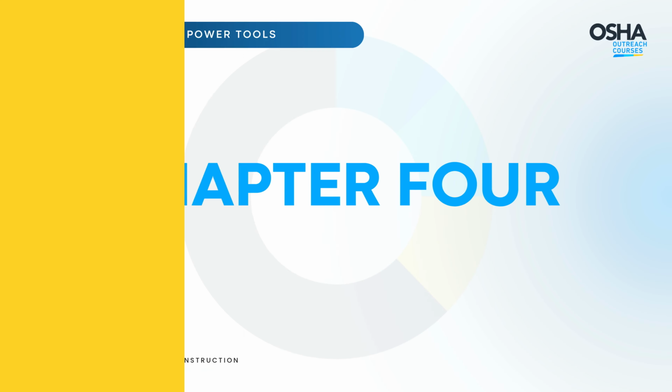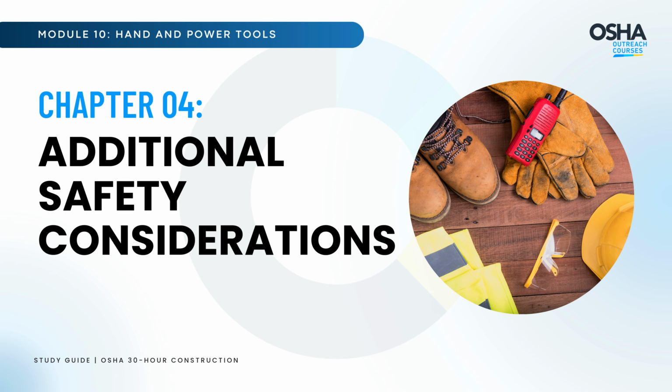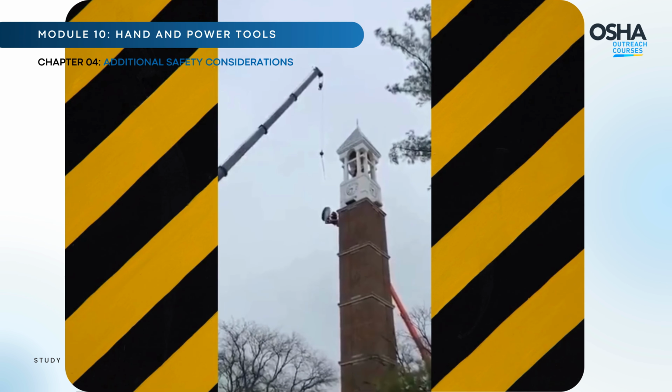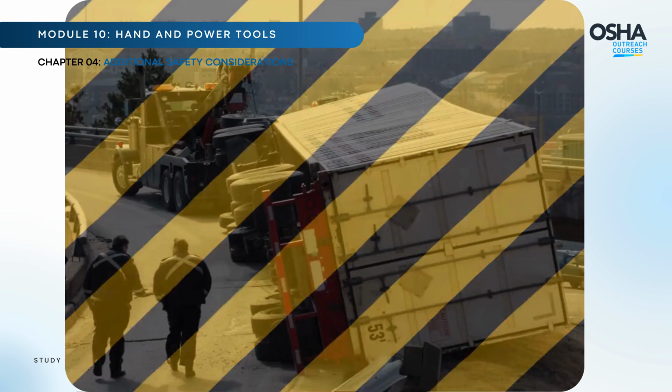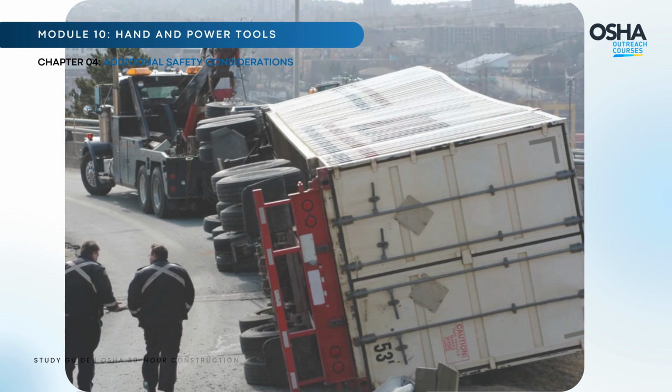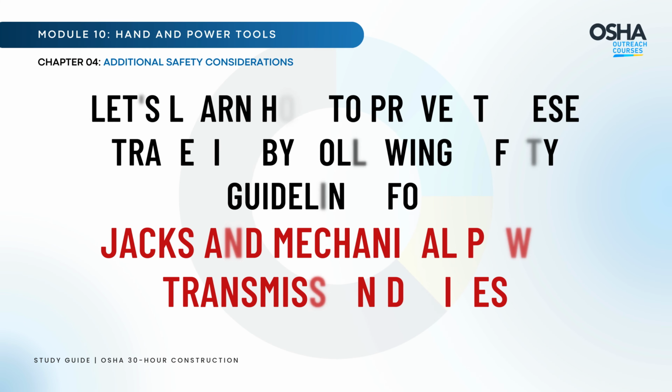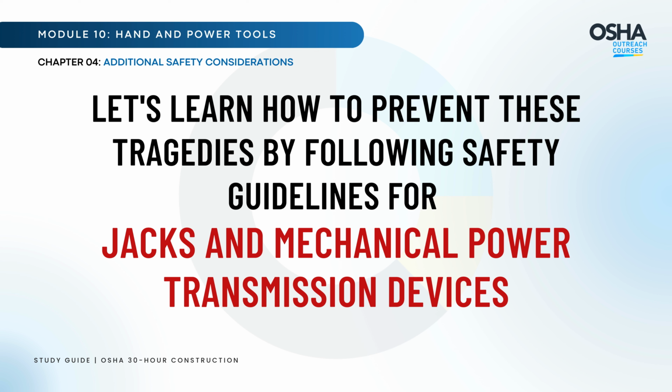Here's the final chapter: additional safety considerations. Have you seen accidents caused by improperly used or guarded construction equipment? Let's learn how to prevent these tragedies by following safety guidelines for jacks and mechanical power transmission devices.